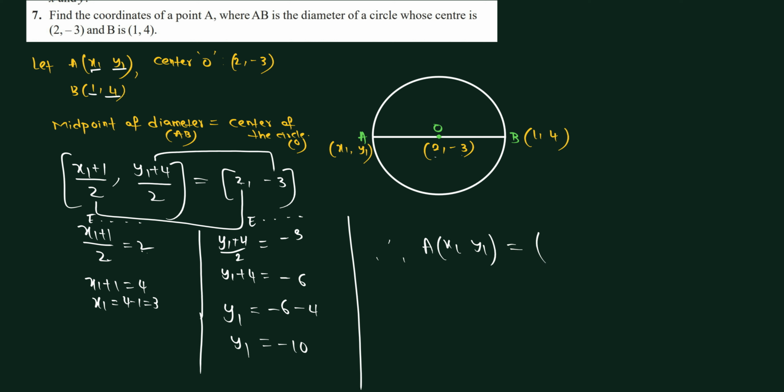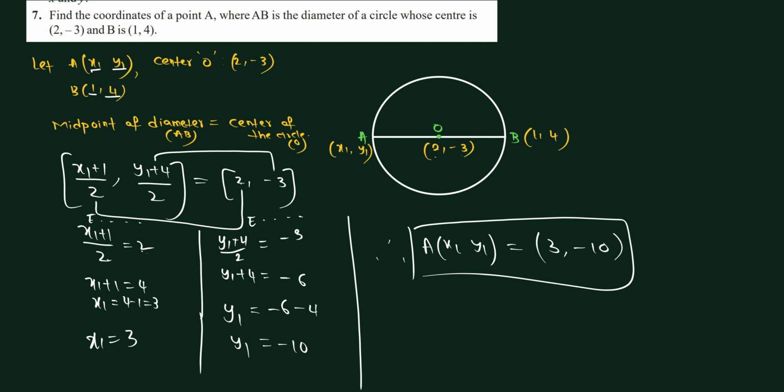So therefore the point A (x1, y1) we can write as, what is the x1 here? x1 is 3, y1 is -10. Okay, this is your answer. You see, this is (3, -10).